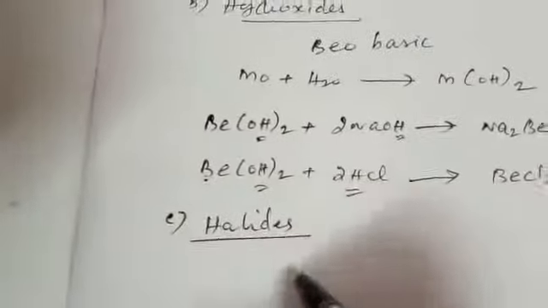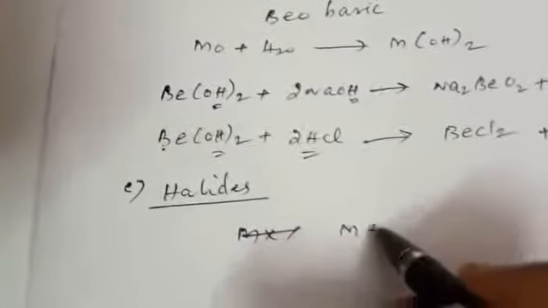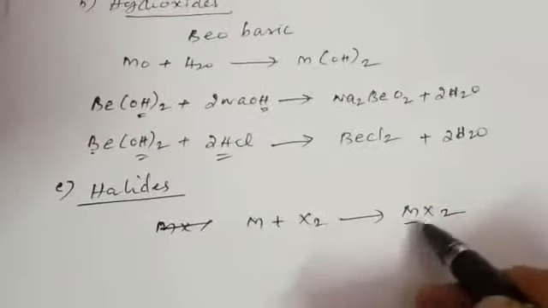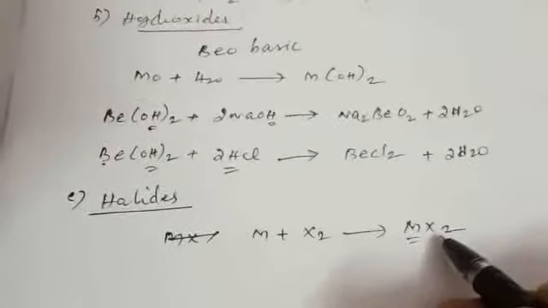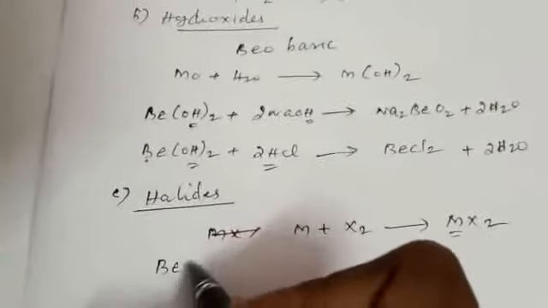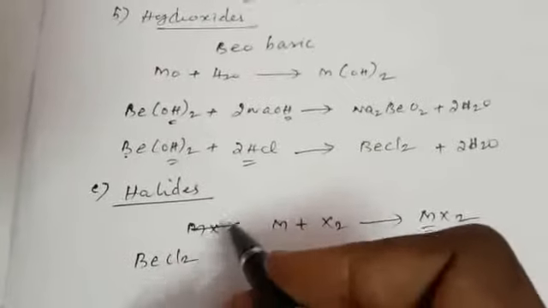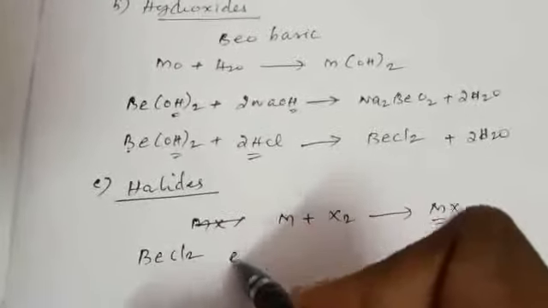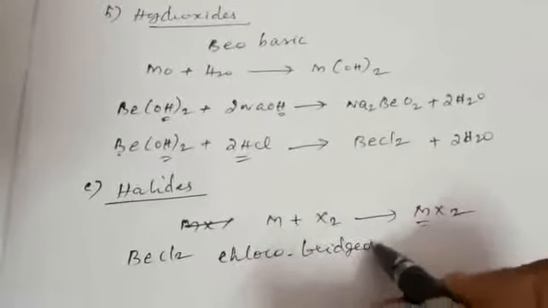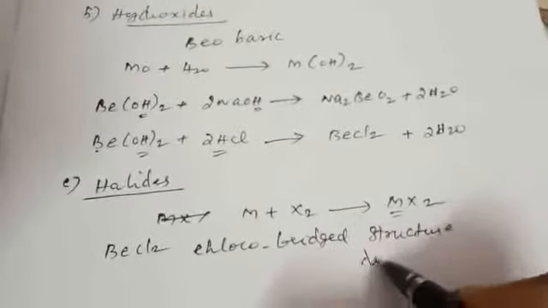Next, halides. Metal reacts with halogens to give MX2. M means group 2 element and X means halogens. What is formed is, for example, beryllium chloride. Beryllium chloride tends to form chloro bridged structures and a dimer product.